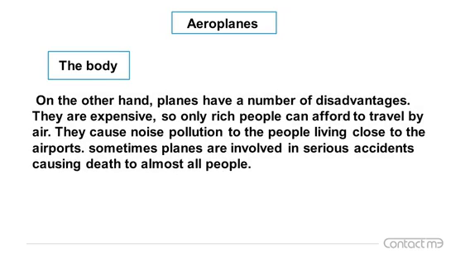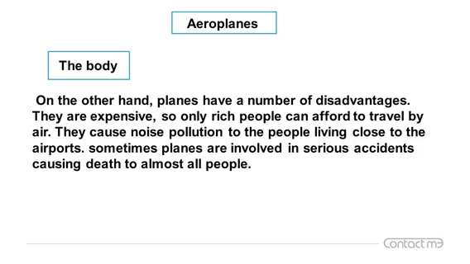Here we have the disadvantages of aeroplanes. The paragraph starts with "on the other hand." It's a hook. It joins the paragraph which mentions the advantages of airplanes with the coming paragraph which talks about the disadvantages of airplanes. On the other hand, planes have a number of disadvantages.